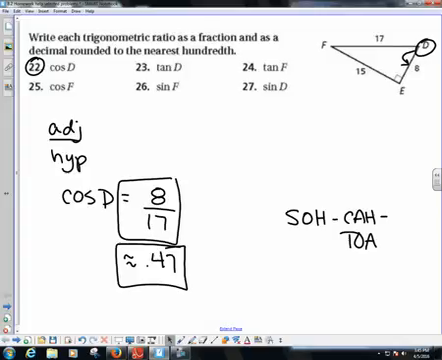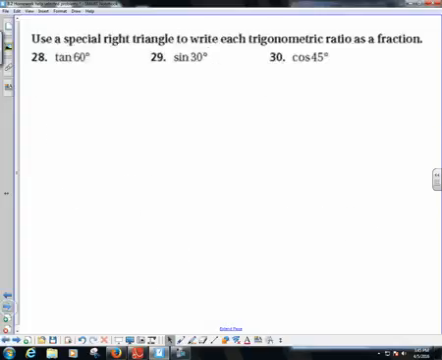You're applying SOHCAHTOA. So sine equals opposite over hypotenuse. Cosine is going to equal adjacent over hypotenuse, and tangent equals opposite over adjacent. So let's take a look at this section, 28 through 30. Well, we did an example in class that helped us work with 30, 60, 90 triangles. So I think for this one, I am going to do number 30.